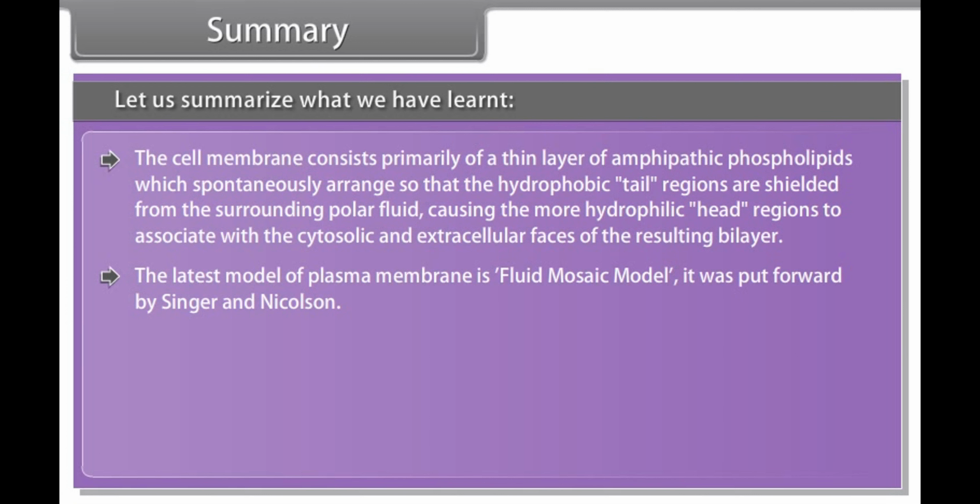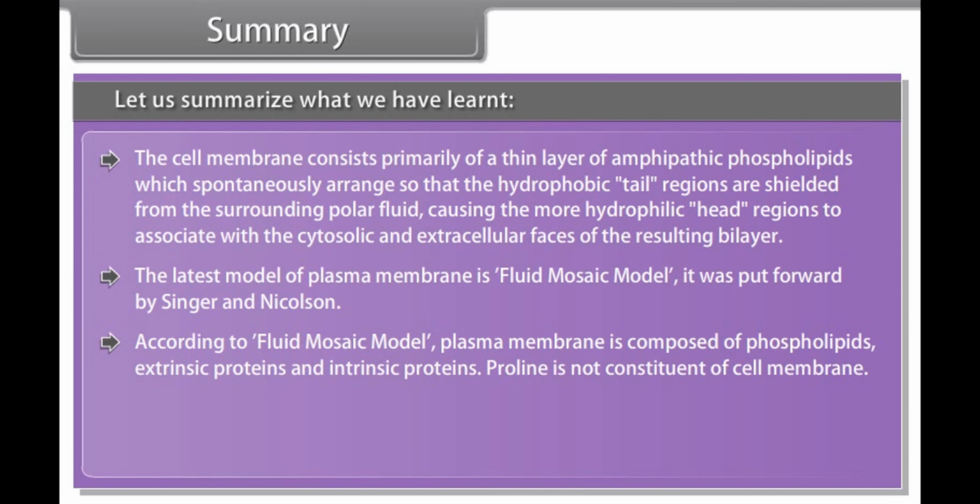The latest model of plasma membrane is fluid mosaic model. It was put forward by Singer and Nicolson. According to the fluid mosaic model, plasma membrane is composed of phospholipids, extrinsic proteins and intrinsic proteins. Proline is not a constituent of cell membrane. The plasma membrane helps in osmoregulation.